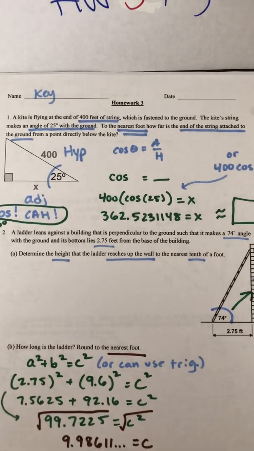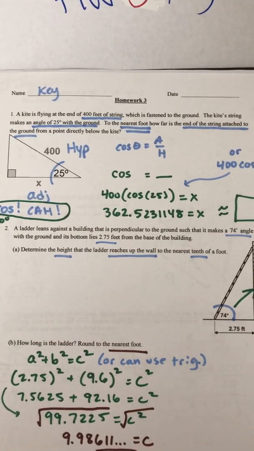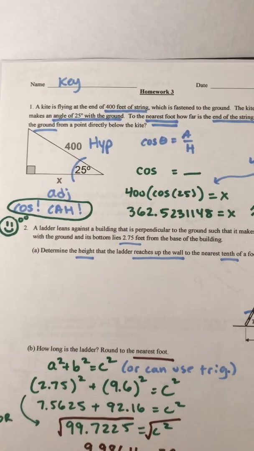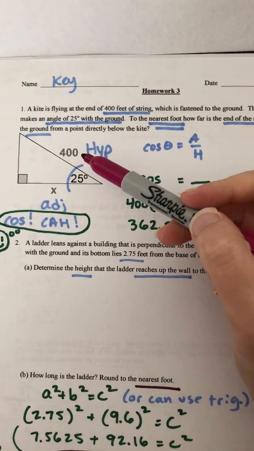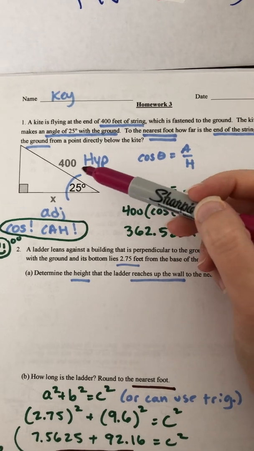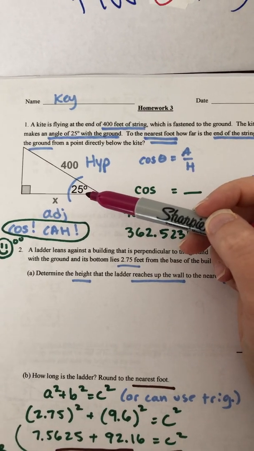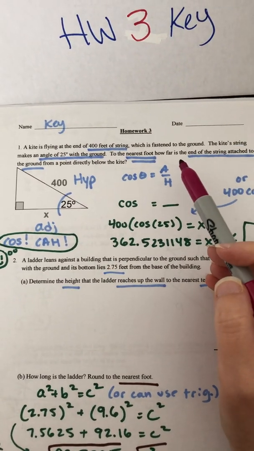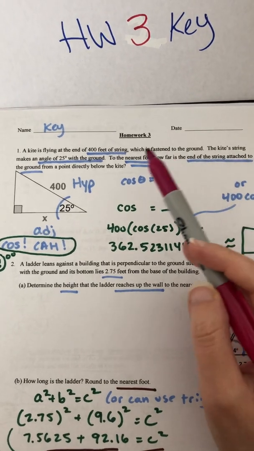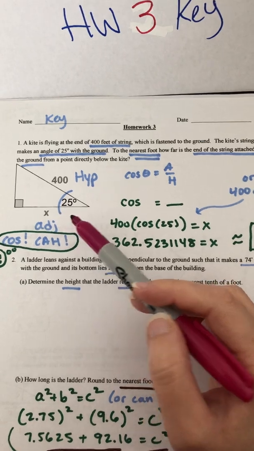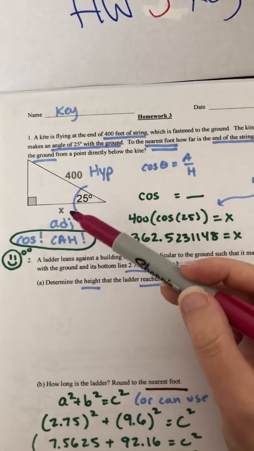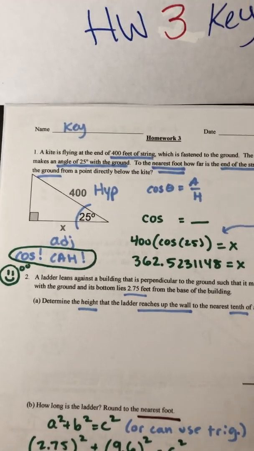So if you take a look at question number 1, you need to read it and underline keywords and then look at the diagram. What's nice is the string is already put in with 400 feet, and the 25-degree angle with the ground is already labeled. How far the end of the string is attached to the ground from the point directly below the kite is already labeled with x. Now we need to know what these numbers mean for opposite, adjacent, or hypotenuse.